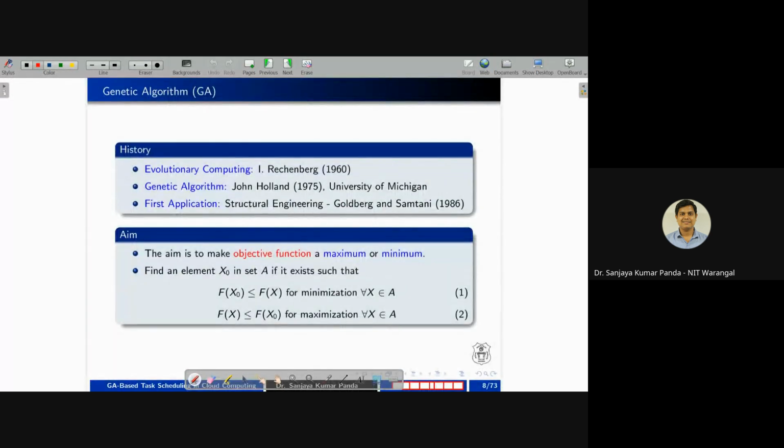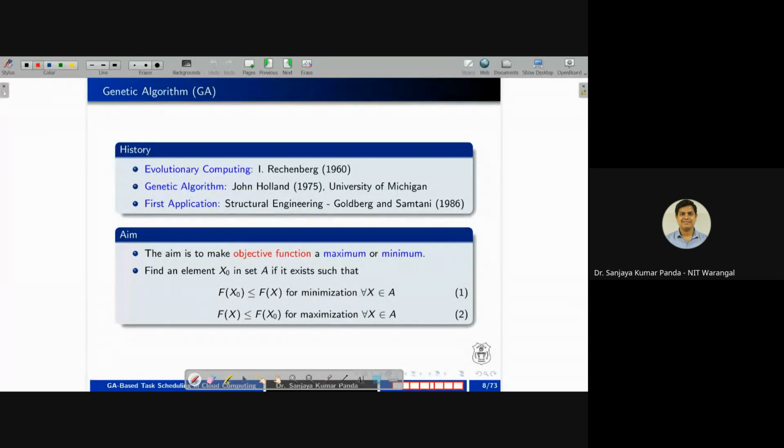Now, if you go to the history of evolutionary computing, you can see it is quite old. It was developed by I. Rechenberg in 1960, which means around 64 years back, if I consider 2024. So evolutionary computing is not new, but the type of application where you are applying it is new.